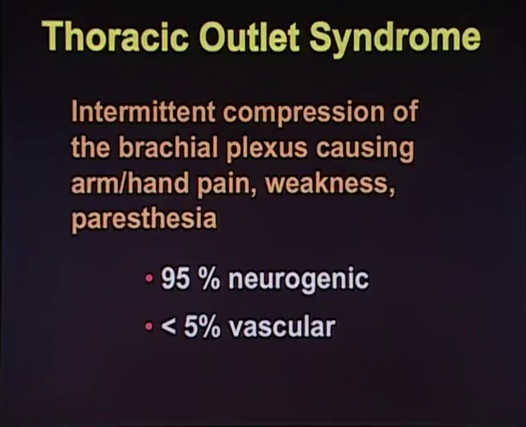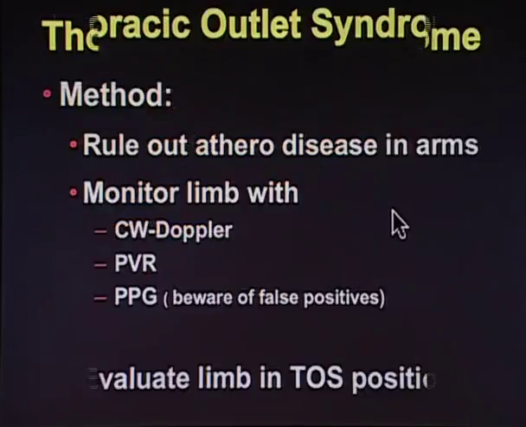About 95% of the time, this is a neurogenic issue, meaning that the nerve is being pinched. Only about 5% of the time is it an arterial vascular thoracic outlet. So when I think of thoracic outlet syndrome, I think of neurogenic versus vascular. We test for the vascular. We don't have the capability, in the vascular lab, to test for the neurogenic component.